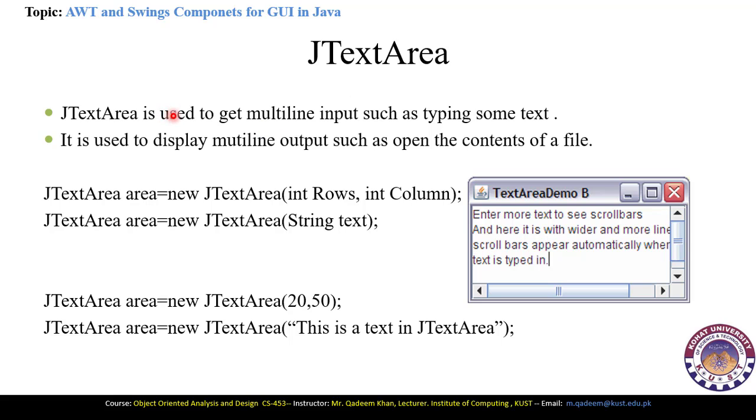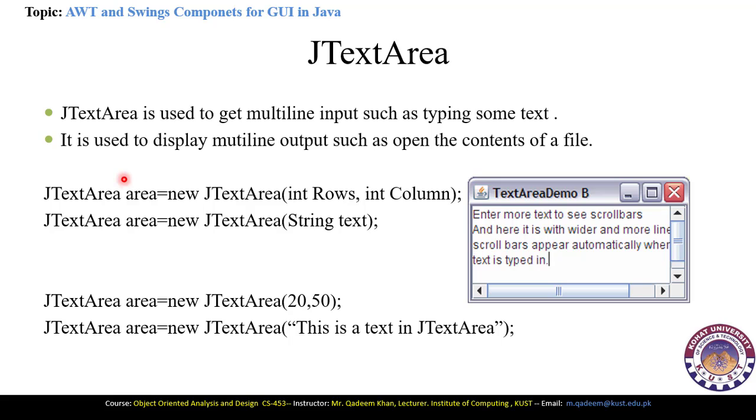So JTextArea is used to get multi-line input from the user, such as some files in the strings or some text. It is used to display multiple or multi-line outputs, such as opening the contents of the files. You can see that the contents of the files are opened here. And it also contains some scroll bars, horizontal scroll bars and vertical scroll bars. This is horizontal and this one is vertical. If the number of lines is larger than the visible area of the JTextArea, then these scroll bars will be displayed.